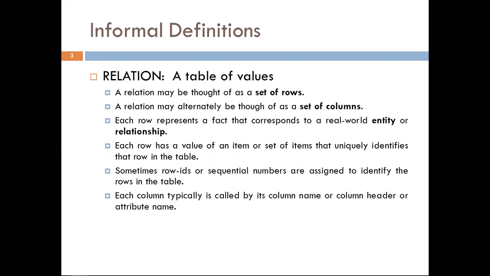Sometimes row IDs or sequential numbers are assigned to identify the rows in the table. We also call them spurious keys. Where a primary key or a unique key is not possible to identify in a table, we will generate our own sequential numbers to identify a particular row uniquely. Each column is called by its column name or column header, or we can also call it an attribute name.